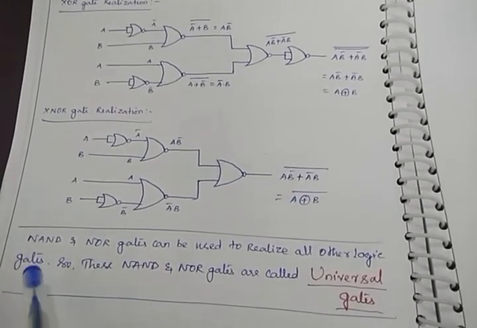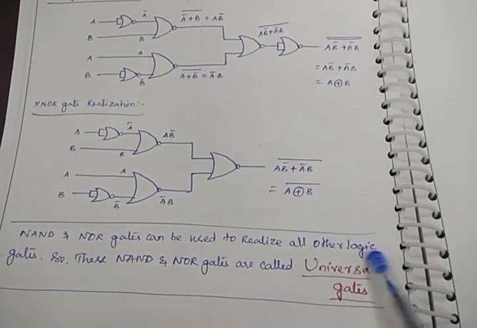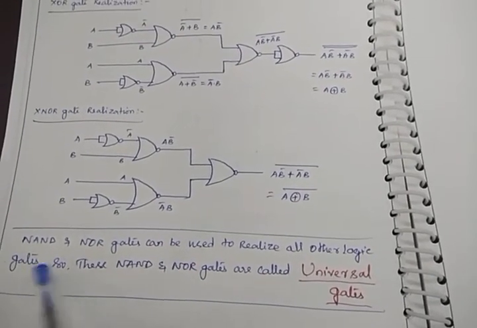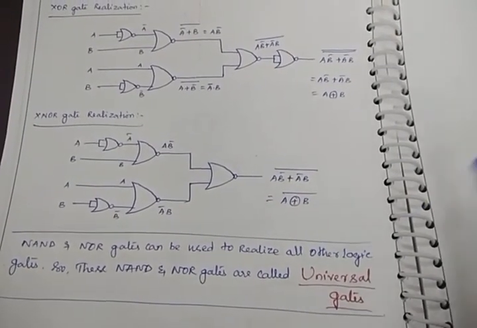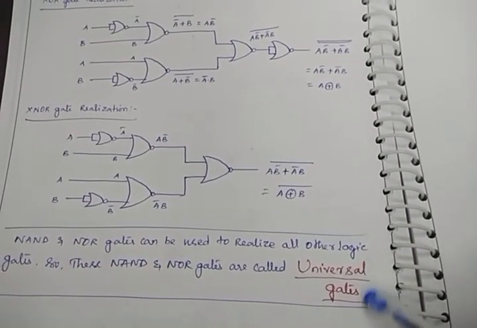So finally, this note is very important. NAND and NOR gates can be used to realize all other logic gates, so NAND and NOR gates are called universal gates.